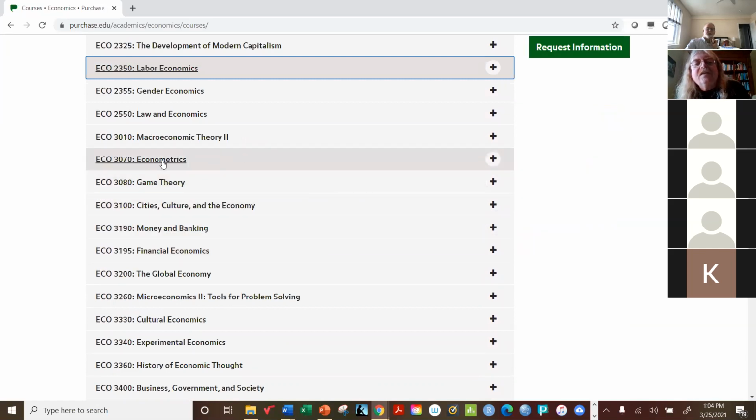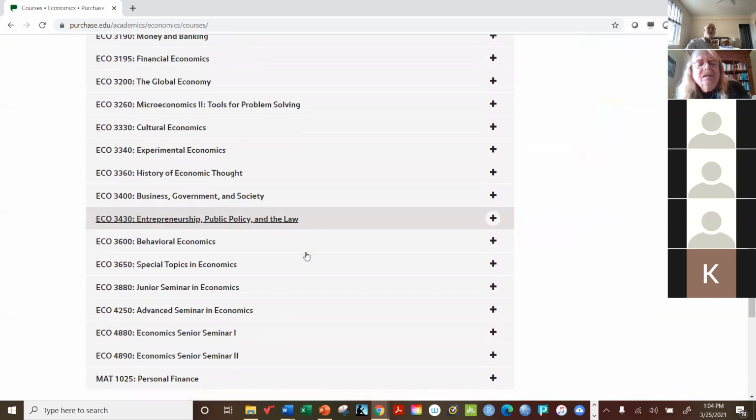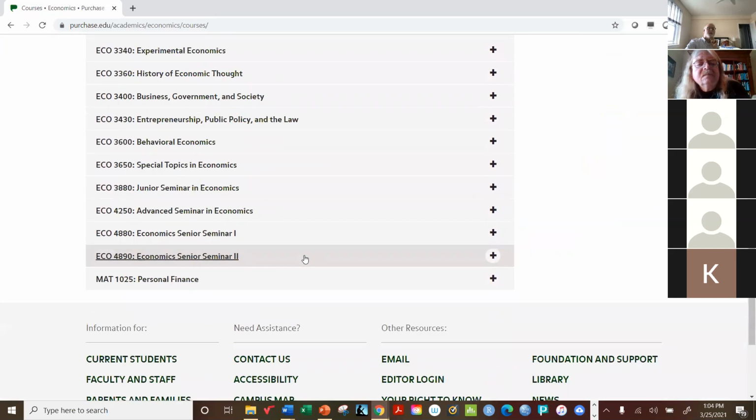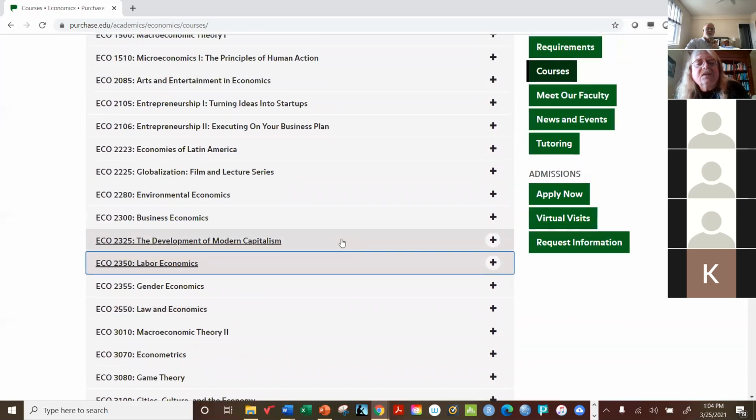Oh, here's a hint though. Econometrics is advanced statistics. Save that for when you really have the right background. So don't take that class without having a stats course. But the rest of these, basically you could take any time, as long as you've had basic micro or macro, or maybe both. Okay. Other than that, man, what a great selection they have.